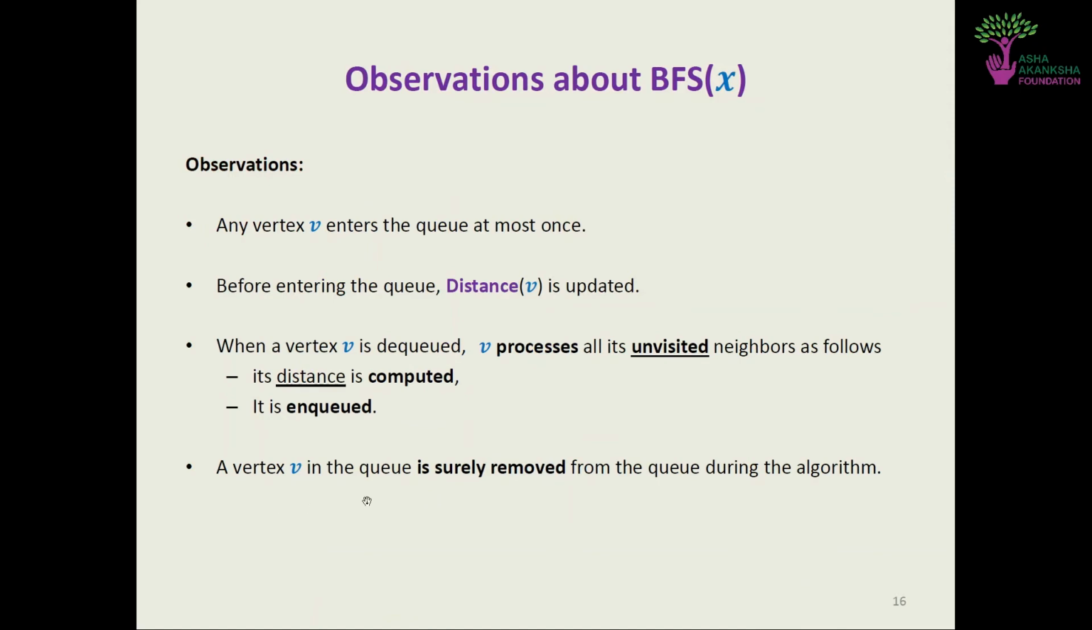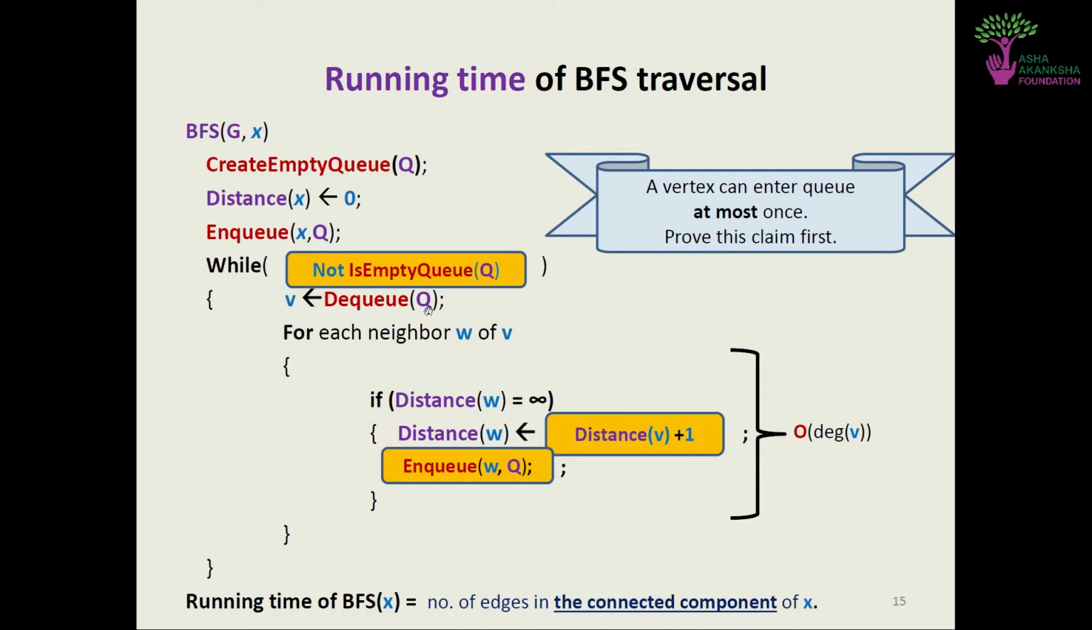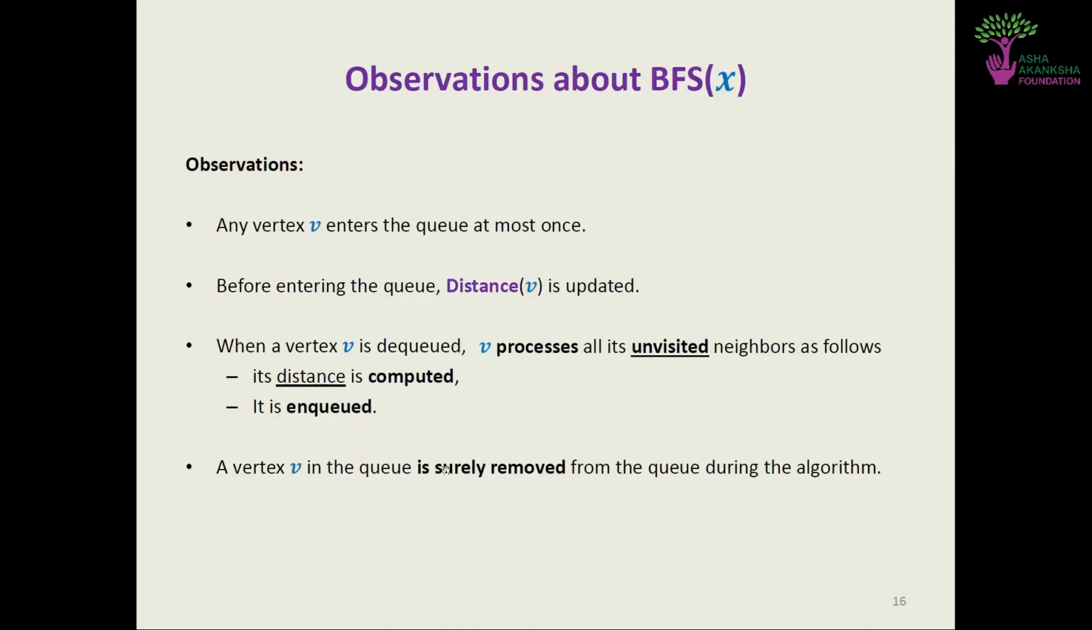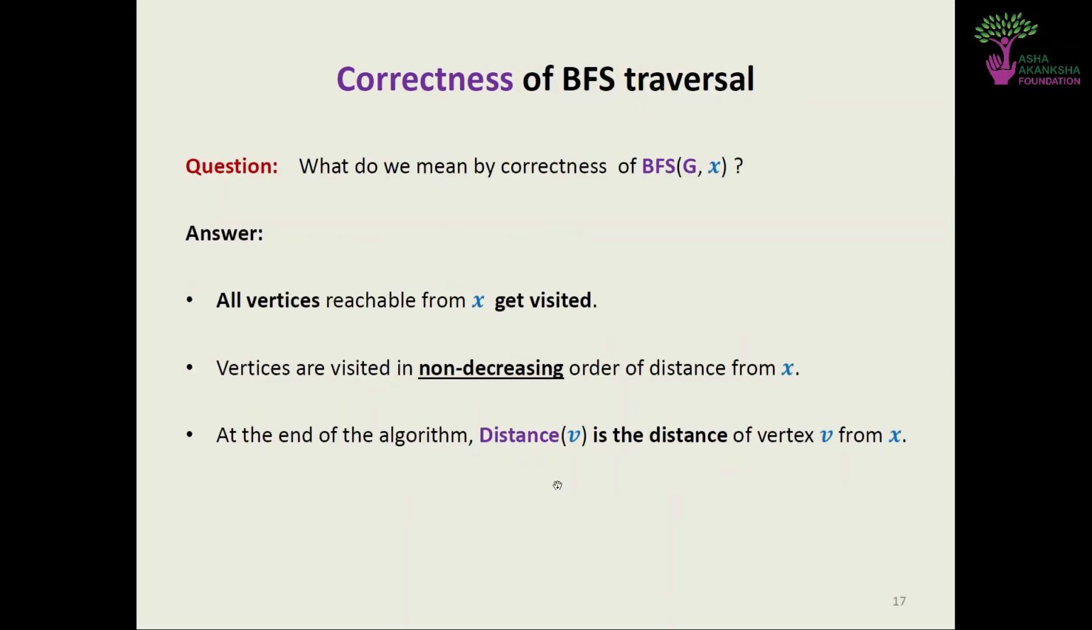Then a vertex v in the queue is surely removed from the queue during the algorithm. This is done using this while loop, and the while loop is run till the queue is empty. So we repeatedly perform the dequeue function till at the end the queue is completely empty. So in that case, every vertex v in the queue is removed for sure.